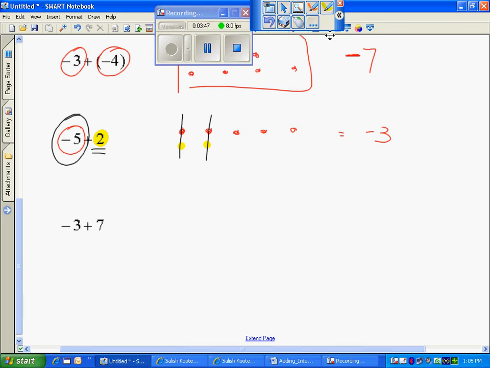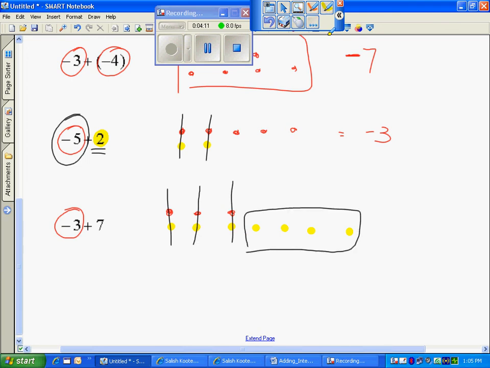The last problem, -3. Again, the color is very important. That's just telling me 3 that are red. In that pile, put 7 that are yellow. Do your simplification using the inverse property. These all cancel out and make 0. And remaining, I have 4 that are yellow, +4.